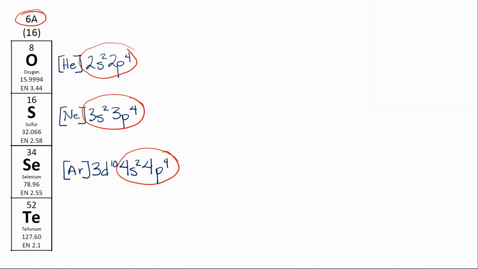And that's why this column in the periodic table is labeled 6A. This is a very convenient and easy way to identify how many valence electrons there are in an atom without doing this whole orbital filling diagram and electron configuration process.